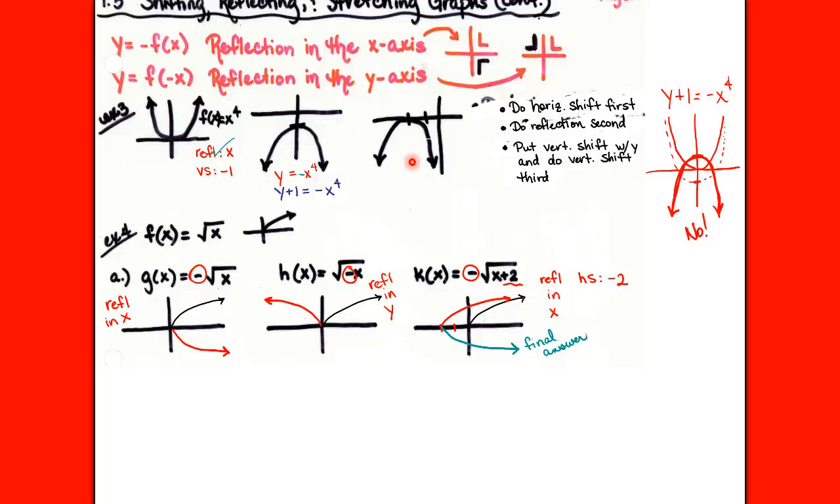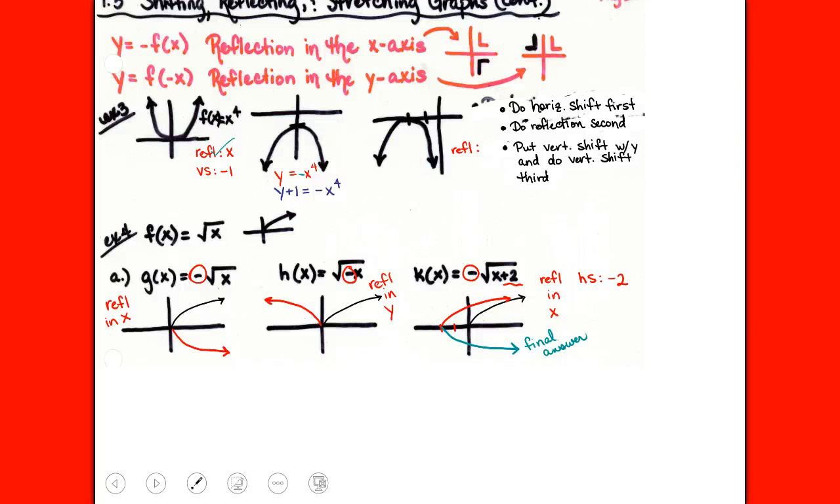Has it been reflected, or is it open in the same way it was before? It was opening up, and now it's opening down, right? Yeah, so it's been reflected. So I have two things going on here. I have a reflection. Is it a reflection in x or in y?